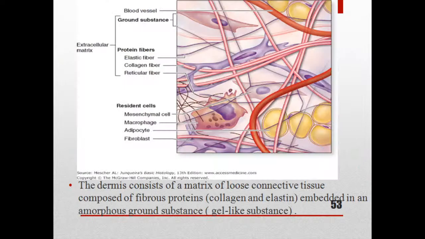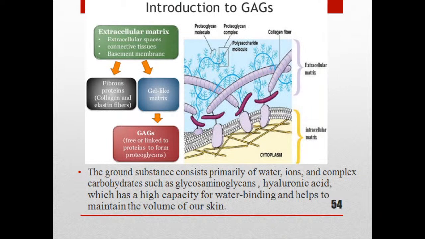The dermis consists of a matrix of loose connective tissue composed of the fibrous proteins collagen and elastin, embedded in an amorphous, gel-like ground substance. The ground substance consists primarily of water, ions, and complex carbohydrates such as glycosaminoglycans, including hyaluronic acid, which has a high capacity for water binding and helps to maintain the volume of our skin.